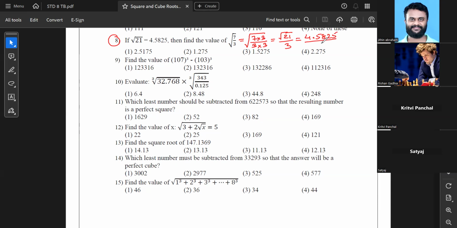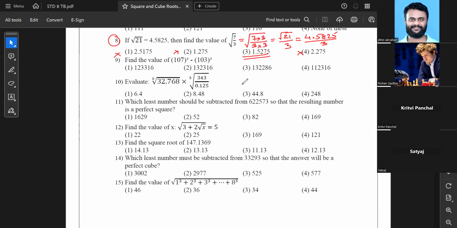So under root of 21 is 4.5825 divided by 3. So logically speaking, my answer is what? 4.5 divided by 3, which should be equal to 1.5, somewhere around 1.5 or a bit greater than 1.5. So this is not my answer. This is way greater than my answer. This is way greater than my answer. And this is somewhere a bit greater than 1.5. And hence I say option 3 is your correct answer.